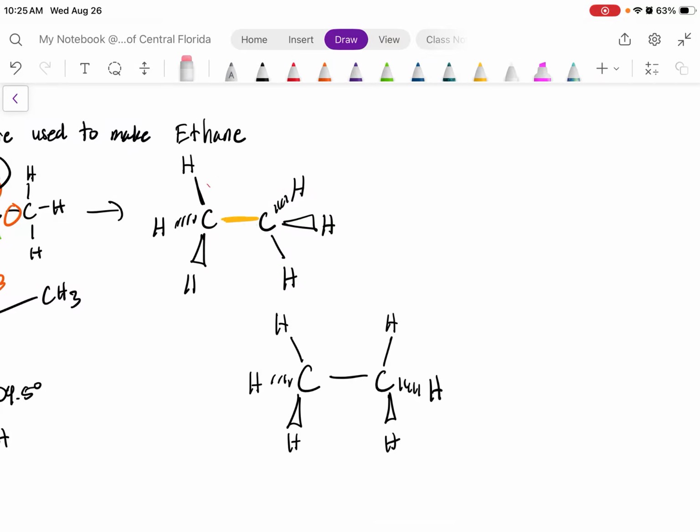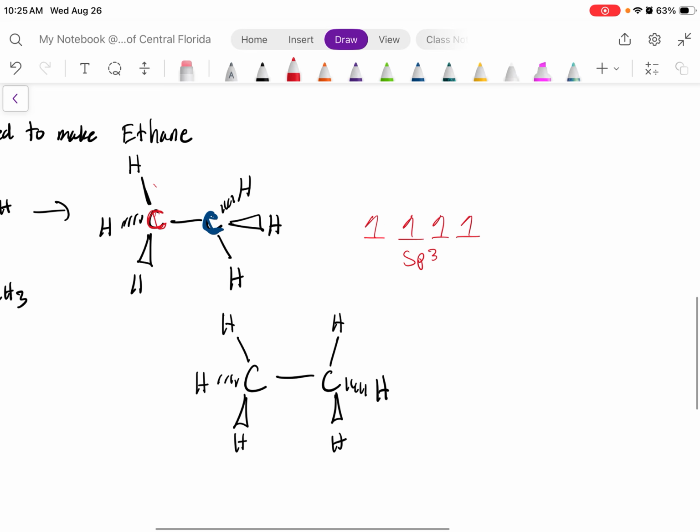So let's use this one up here. Okay, let's see. Skipping ahead, let's call this the red carbon here, and then we'll do a blue carbon here. So for the red carbon, we're going to hybridize it to sp3. How many valence electrons come with that red carbon? 4 of them. And then we have the blue carbon.